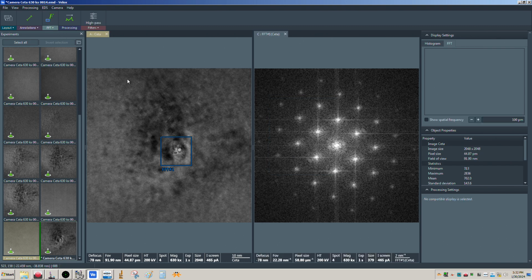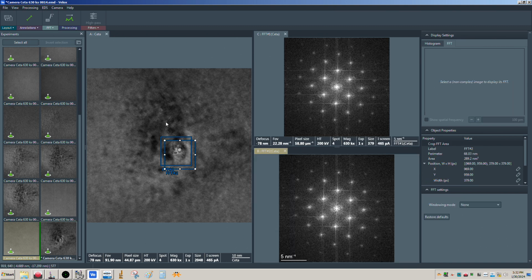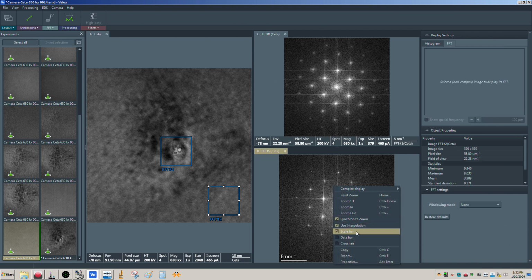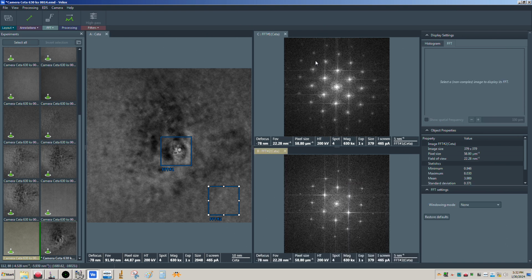Right, now I can do another one here, okay? And this is out here away from the hole. And you can see the difference in the spots, right? Hopefully that's pretty obvious, okay? Right, in the vicinity of the spots, you see they get diffuse and kind of blurred out, and here they're much tighter.